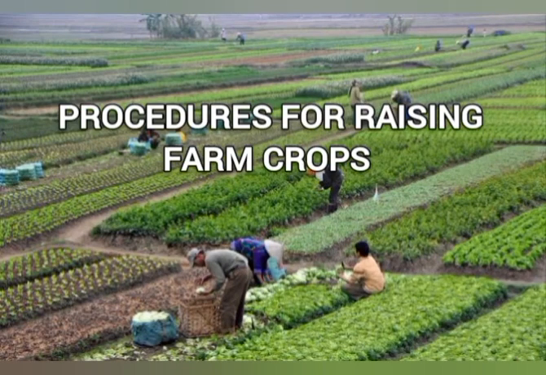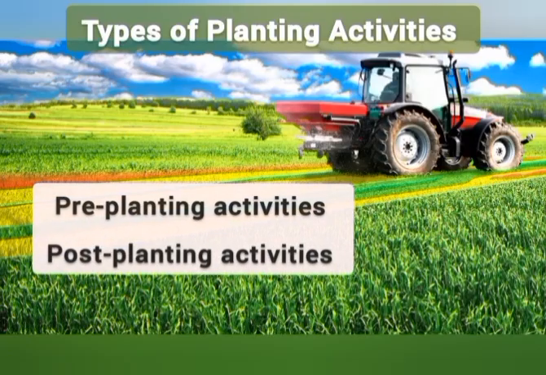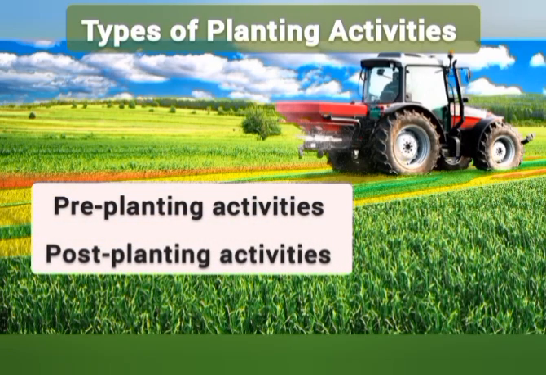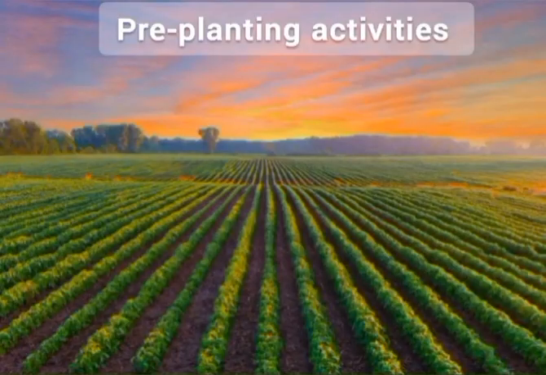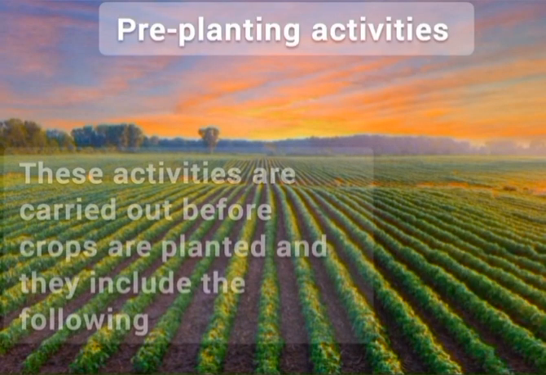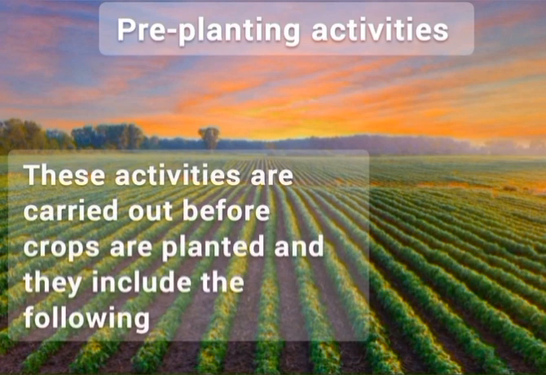The topic for today is procedures for raising farm crops. There are two major types of planting activities: pre-planting activities and post-planting activities. Pre-planting activities. These are activities that are carried out before crops are planted and include the following.